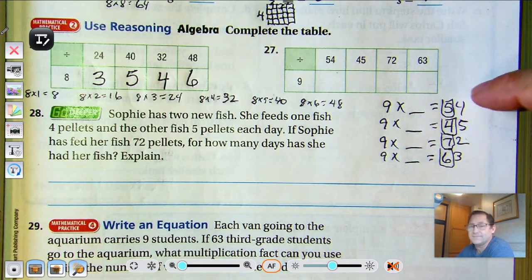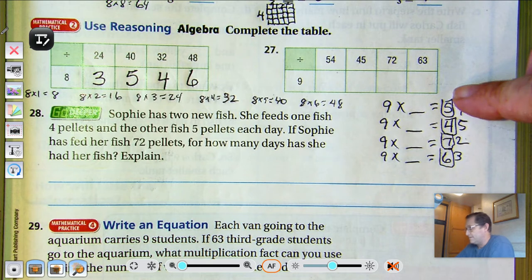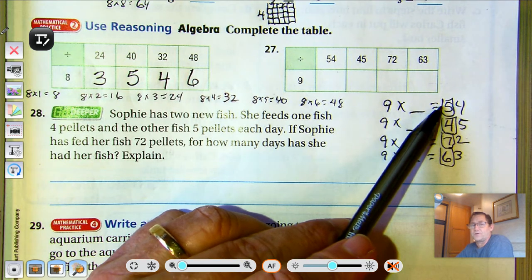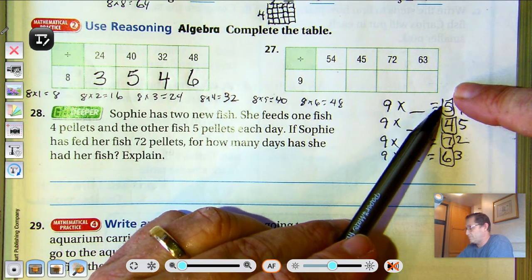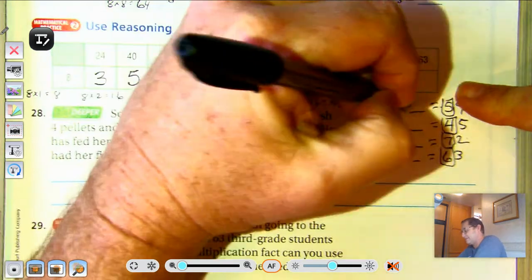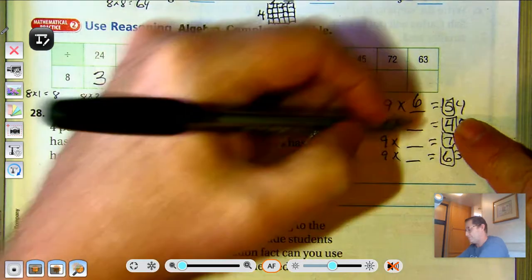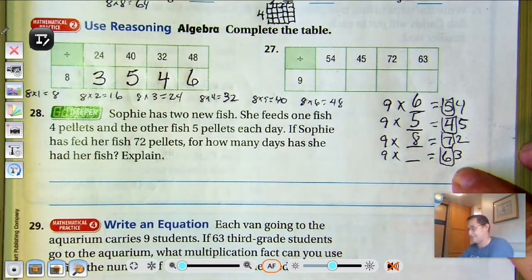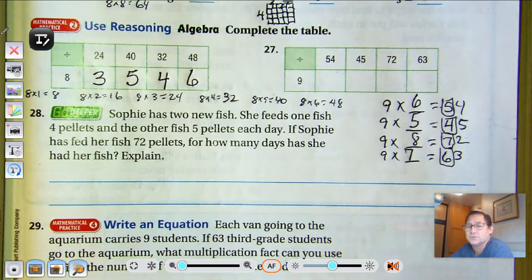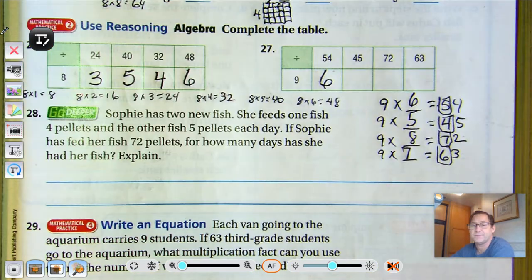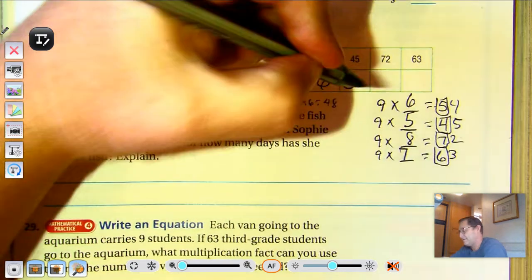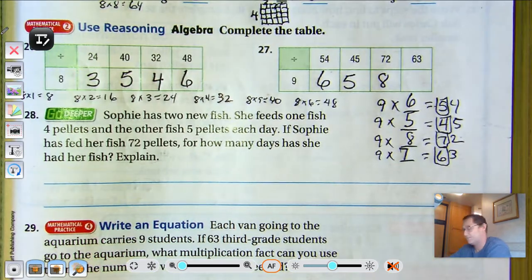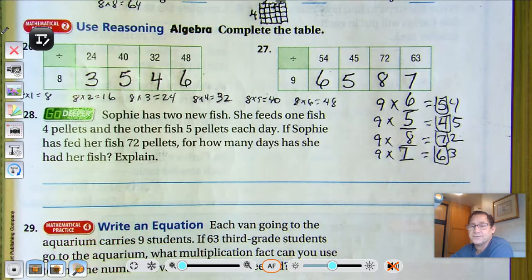Then another really helpful pattern is that the factor that's multiplied by 9 is always 1 greater than the tens place of the product. So 1 bigger than the 5 is 6. 1 bigger than 4, 5. 1 bigger than 7, 8. 1 bigger than 6, 7. So 9 times 6 is 54. 9 times 5 is 45. 9 times 8 is 72. And 9 times 7 is 63.